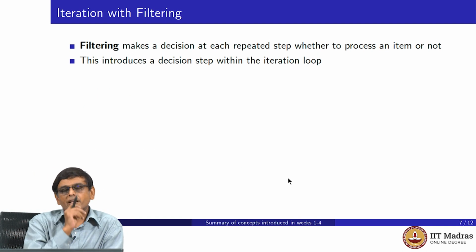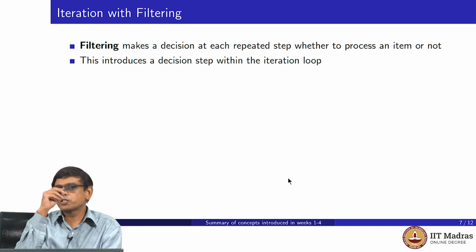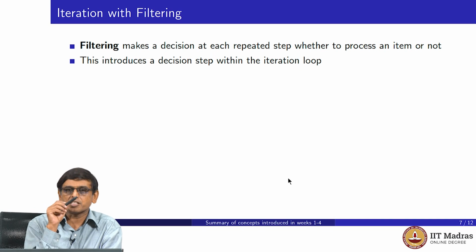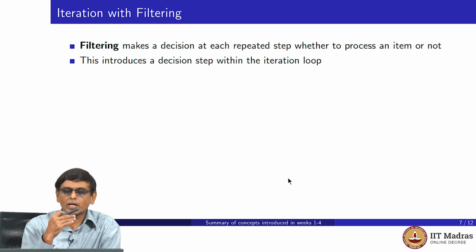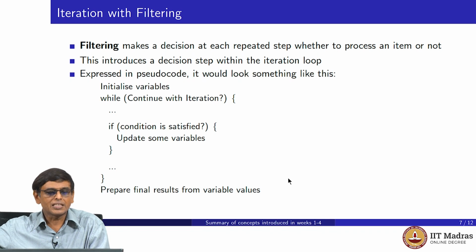Then we went from there to the idea of filtering. Filtering basically means that while we have the iteration pattern, which means that we are doing something repeatedly, inside the iteration you can actually check for some condition and decide whether to do that iteration step for this particular data element or not. So, there is a decision item sitting inside the iteration loop.